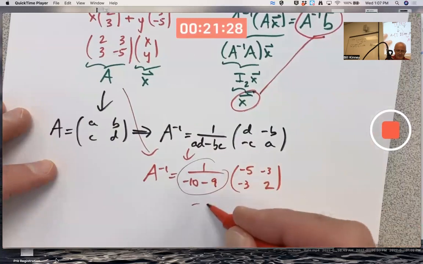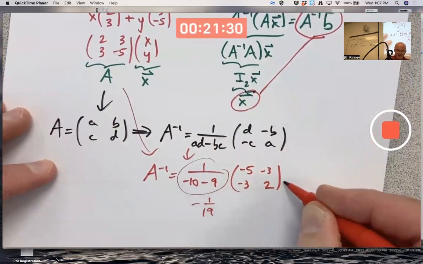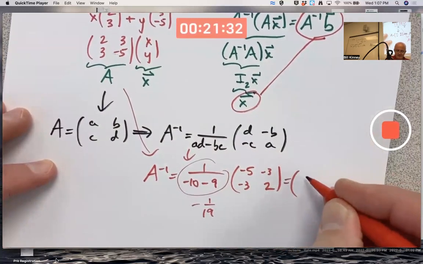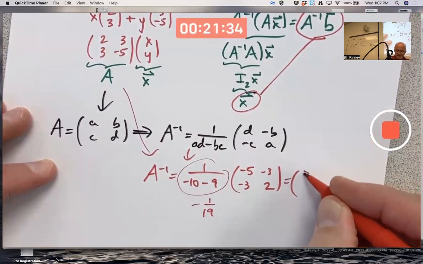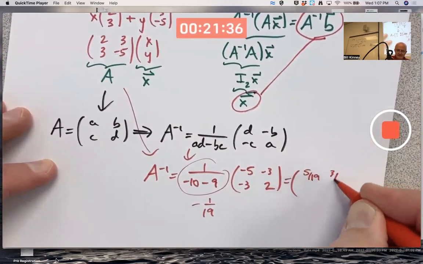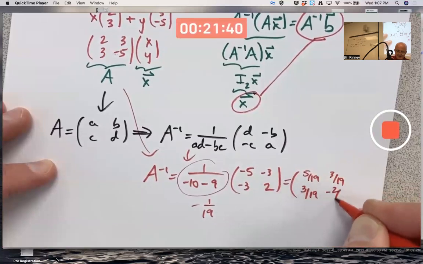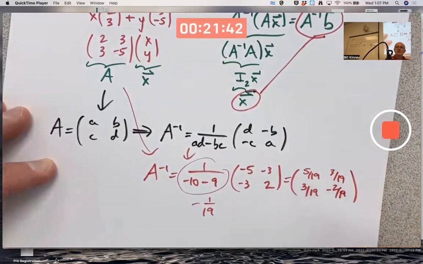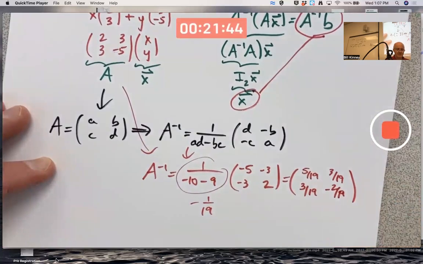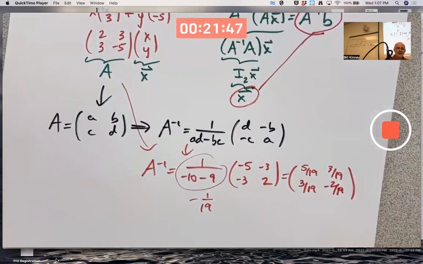This is -1/19. Multiply that through. If I've not made a mistake, you're going to get 5/19, 3/19, 3/19, and -2/19. Look good to people? Did you get that? There's A inverse. Now use it.